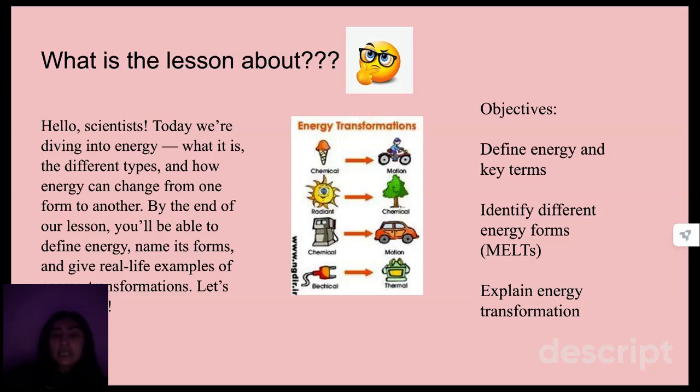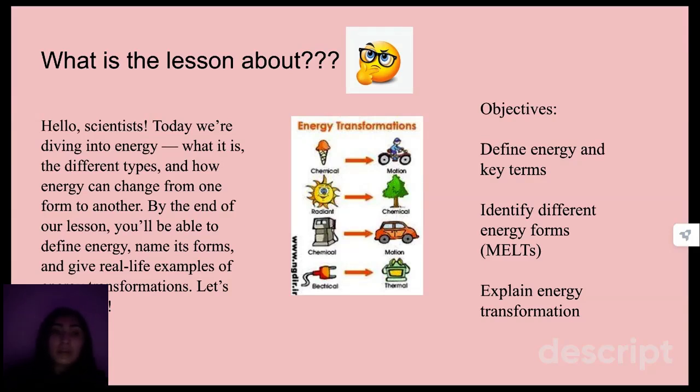What is this lesson about? I'm going to go ahead and list over our objectives. We're going to define energy and its key terms, identify different forms of energy, MELTs, and explain energy transformation. We're diving into energy, what it is, the different types, and how energy can change from one form to another. By the end of our lesson, you'll be able to define energy, name its forms, and give real-life examples of energy transformation.